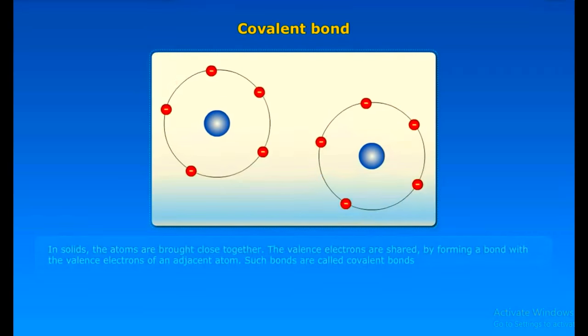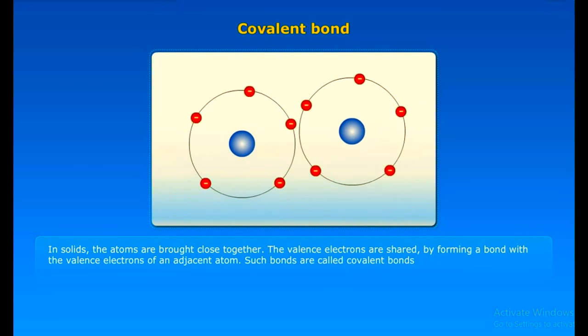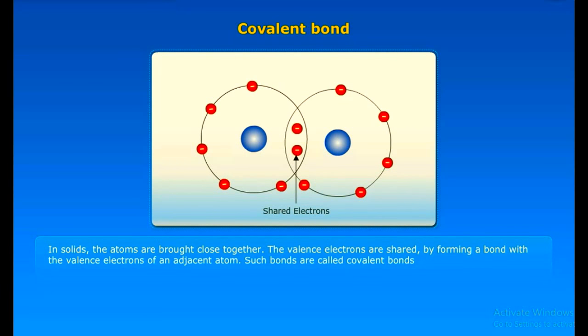Covalent bond. In solids, the atoms are brought close together. The valence electrons are shared by forming a bond with the valence electrons of an adjacent atom. Such bonds are called covalent bonds. Due to covalent bonds, energy levels merge into each other, forming the energy bands.